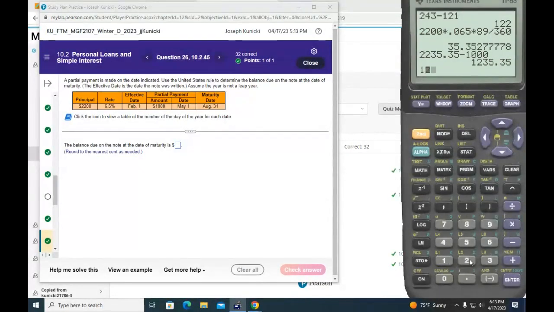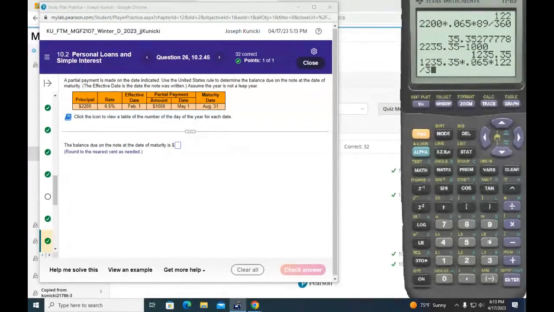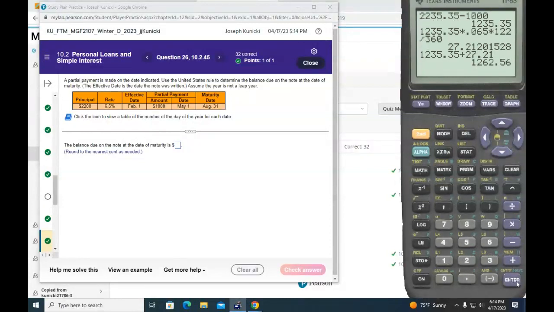So now I take the 1235.35 times the 0.065% times the 122 divided by 360. Because that's how much time is for the second installment. And I hit enter. There's my remaining interest. So I take my second principal, 1235.35, and I add the 27.21. And there's my final payment, 1262.56.